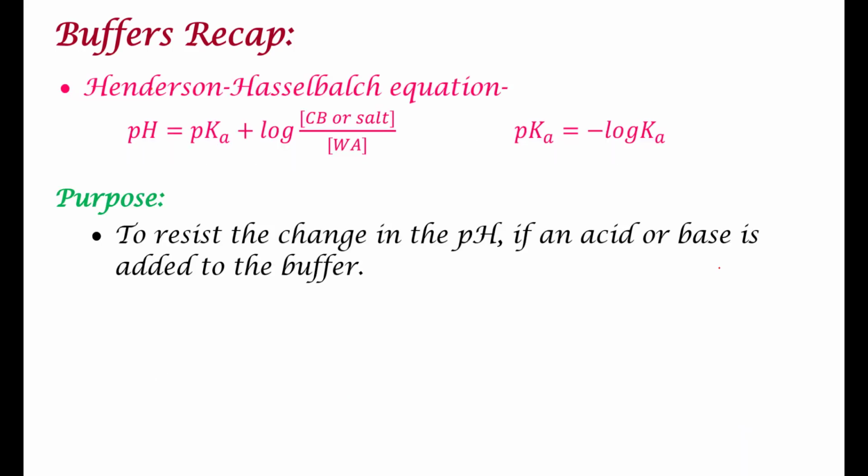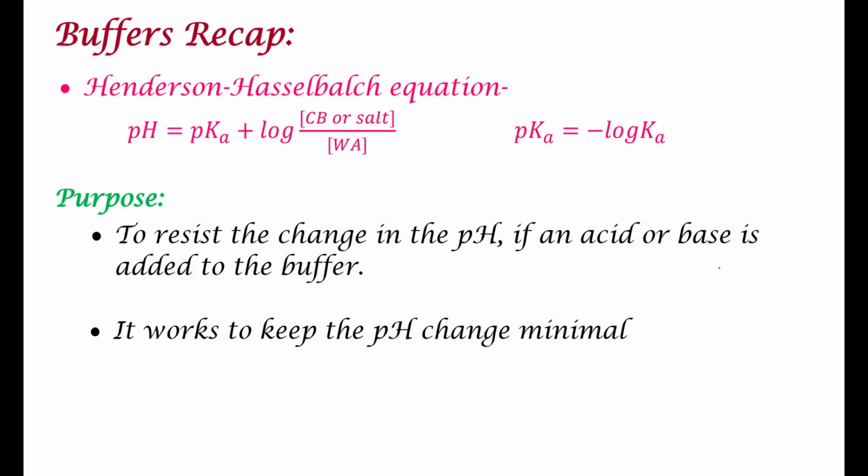So just to summarize, what's the goal of making the buffer? It's useful in the fact that whenever there is a chance that acid or a base gets added to the buffer, it's going to resist the change in pH. It is going to try to make sure that that change in pH is a small value. It's going to keep it to a minimum. Okay, so that's an important aspect of the buffer.